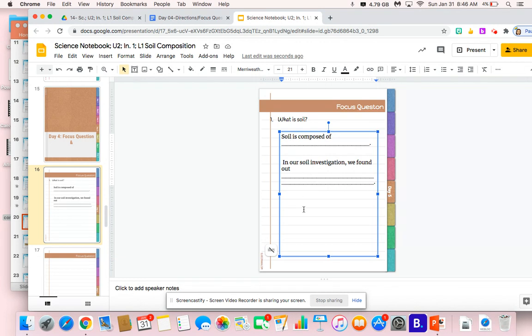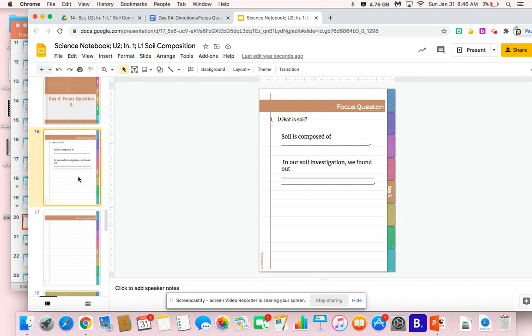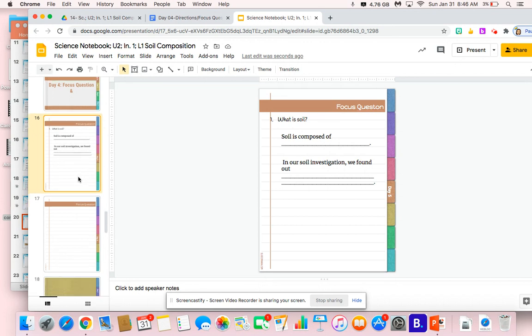This is the main part of our focus question, and you can see that on slide 17. You can continue your response. Everybody's focus question should be very long, okay? We don't want it to just be 1 or 2 sentences. This is your time to shine. This is your time to show me exactly what you know about soil and what you learned about the investigation.